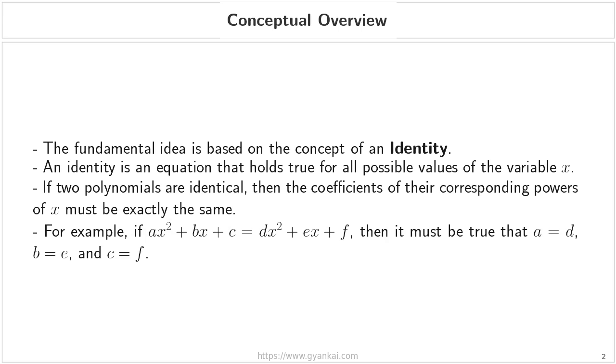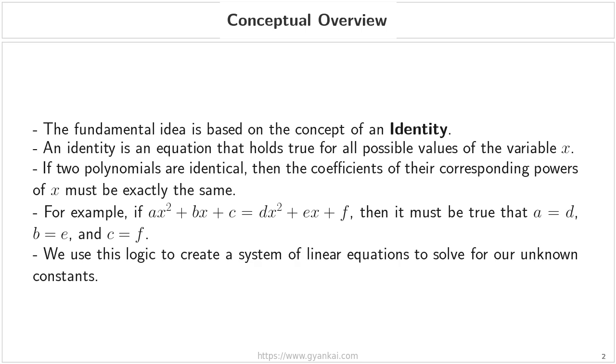Let me illustrate with an example. Suppose we have the polynomial ax squared plus bx plus c, and it's equal to another polynomial dx squared plus ex plus f. If these two polynomials are identical, that means a must equal d, b must equal e, and c must equal f. It's a direct, one-to-one correspondence between the coefficients of the same powers of x, so, if you have an x squared term on both sides, the number multiplying x squared must be the same on both sides. The same applies to the x terms and the constant terms.